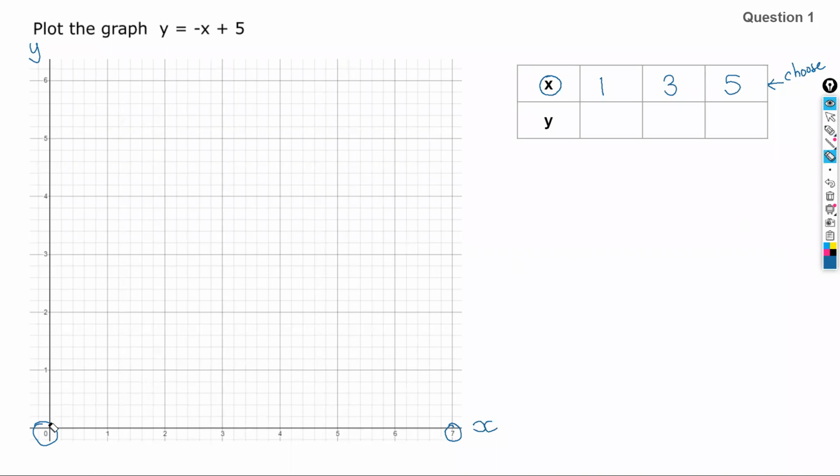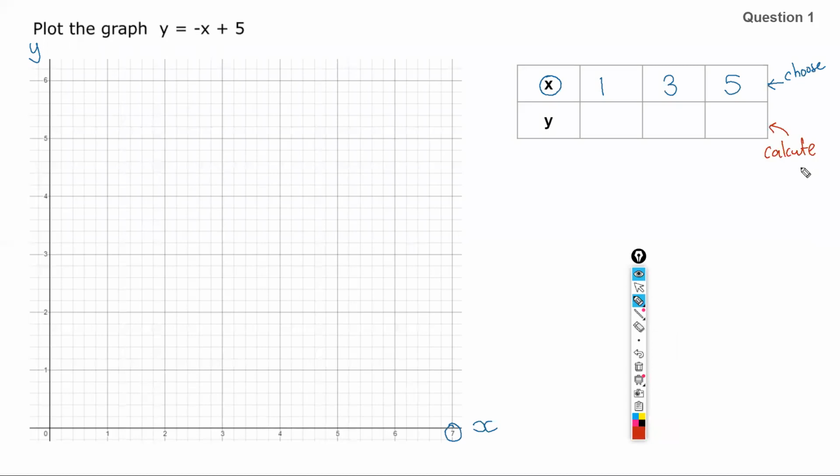After you choose your X values, here's what you have to do. You have to calculate your Y values. Oops, I spelled calculate wrong. All right. To calculate your Y values, you have to run to the equation over here. Notice Y is the subject. So to calculate this Y value here, let me write the equation. Y is equal to minus X plus 5.